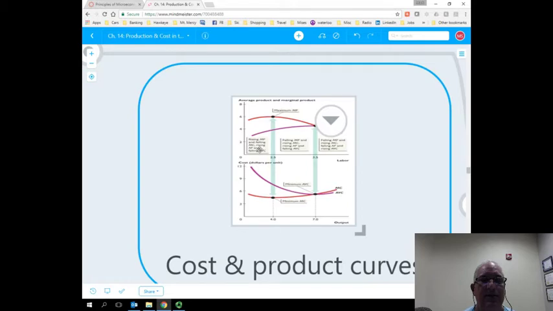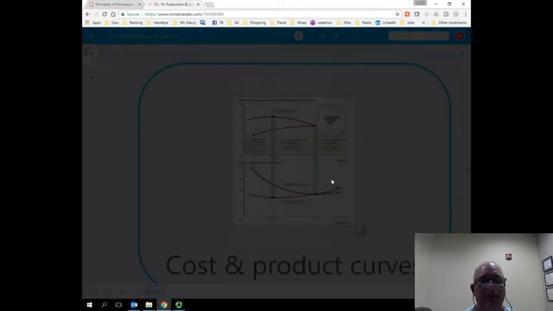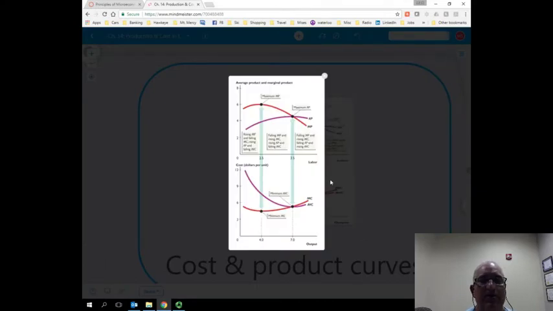Got the rising marginal product and decreasing marginal cost in this section here. That's going up, this going down. Rising average product and declining average variable cost. So again, this is just another way of seeing what's being described and what's going on at what points.